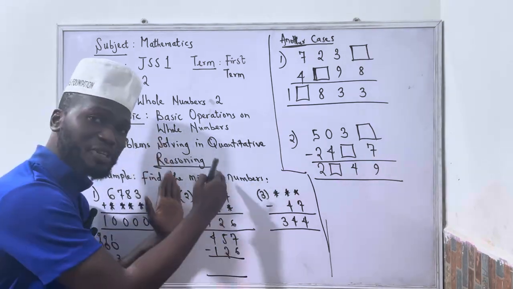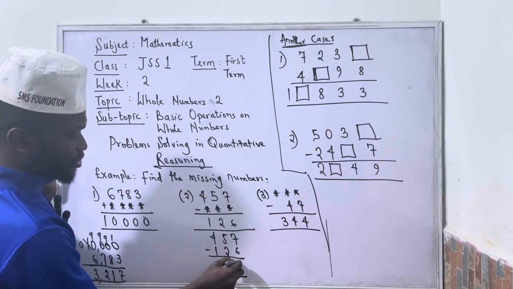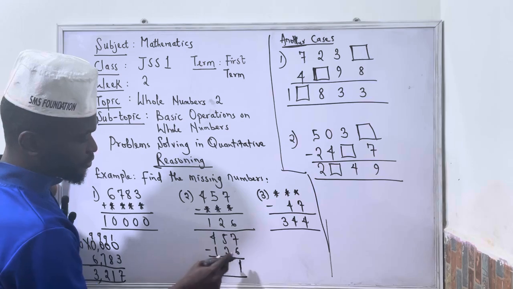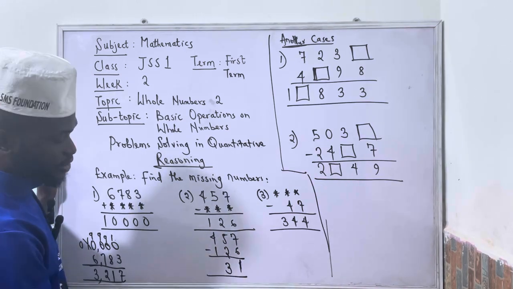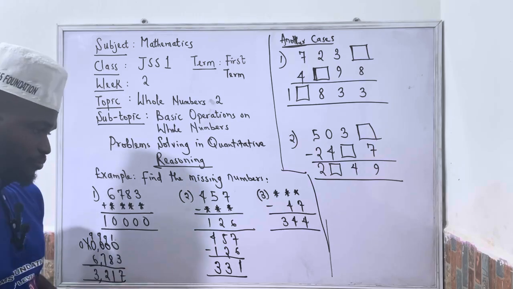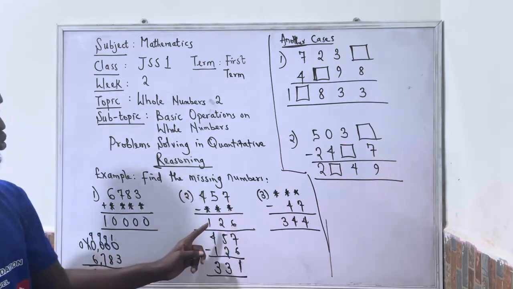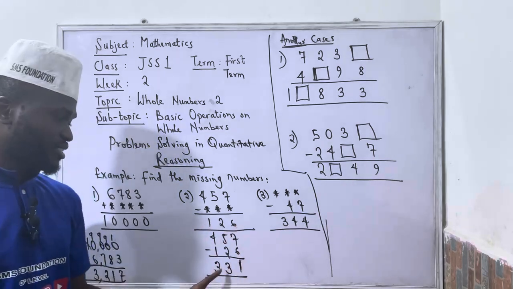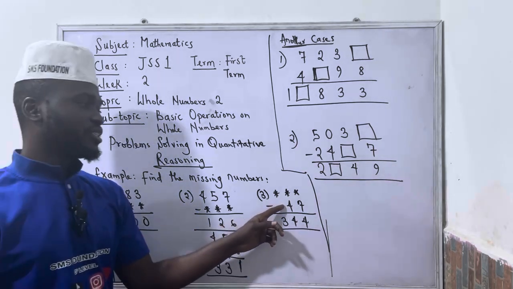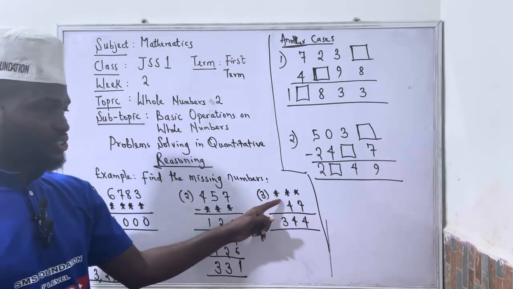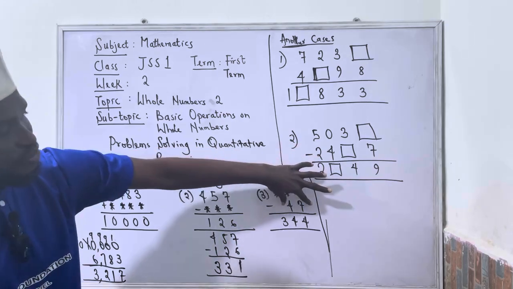So you use subtraction to do it. If the arrangement is like this, so 7 minus 6, that will give me 1, and 5 minus 2, that will give me 3, 4 minus 1, that will give me 3. So the number subtracted from 457 to provide 126 is 331.